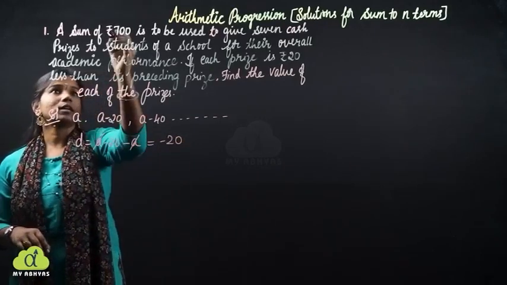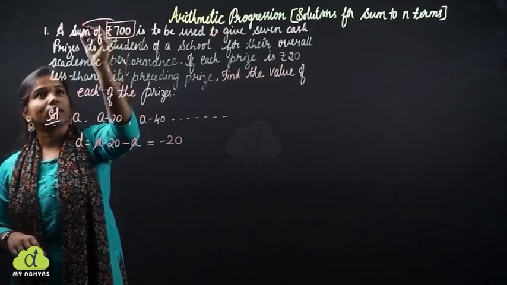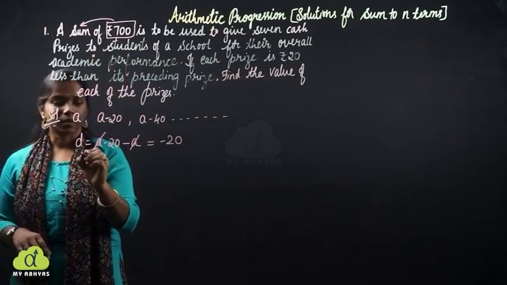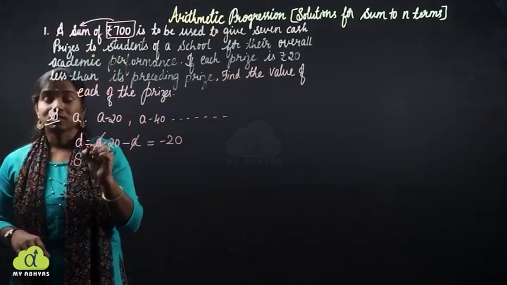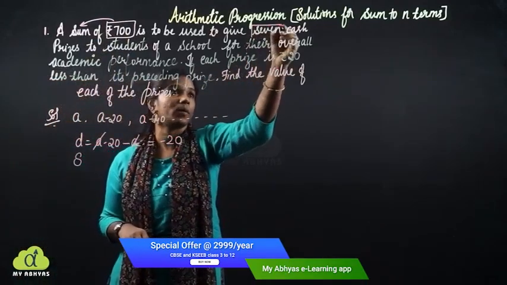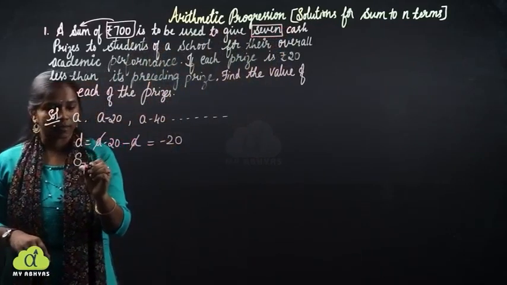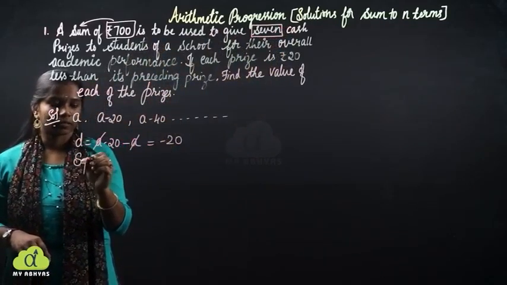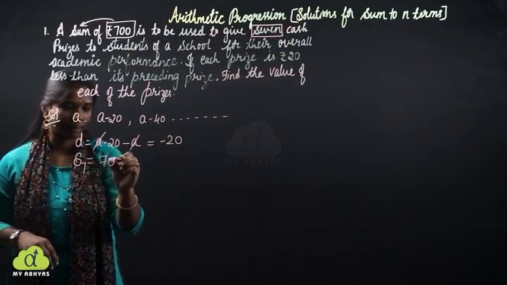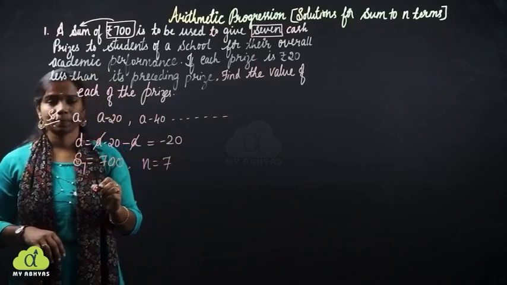Clear? Now what is this 700 rupees? It is being given already. It is the sum, that means it is Sn. Since n is 7 members, as clearly given in the problem, 700 rupees becomes S7. S7 is equal to 700. Therefore, n is equal to 7.